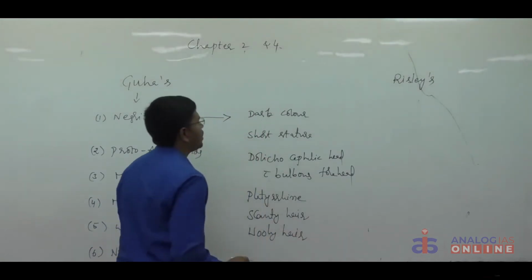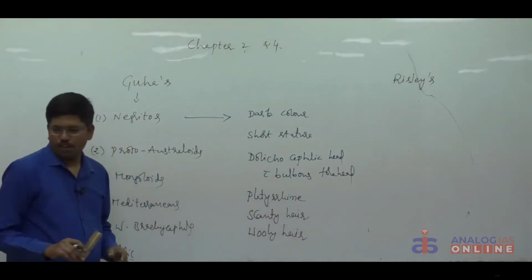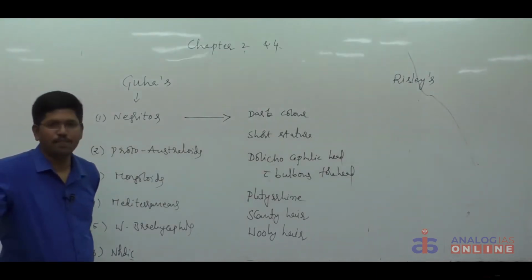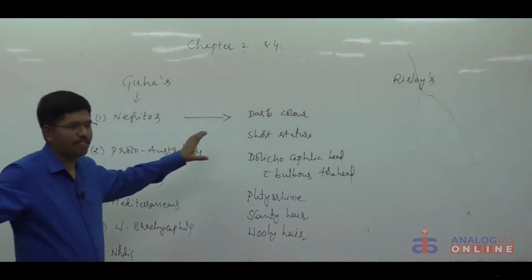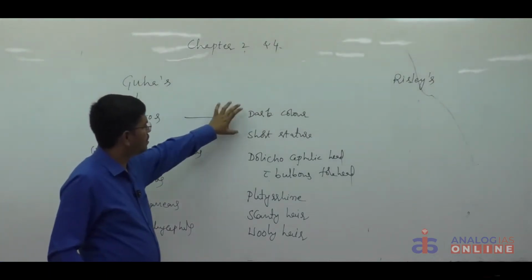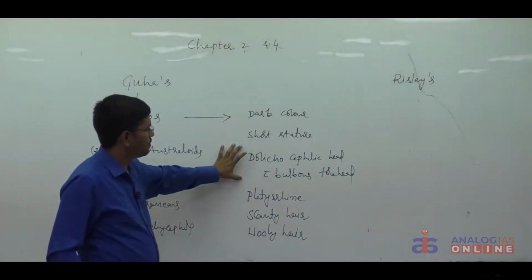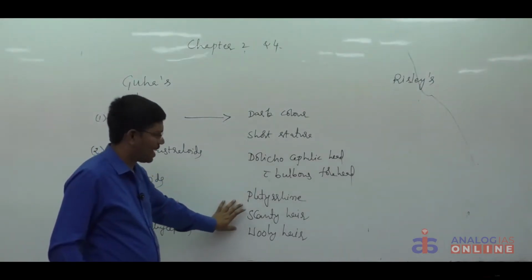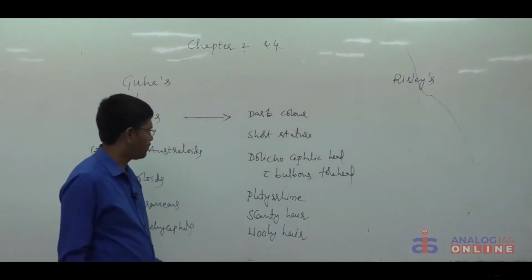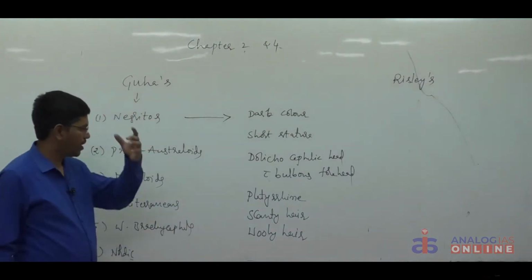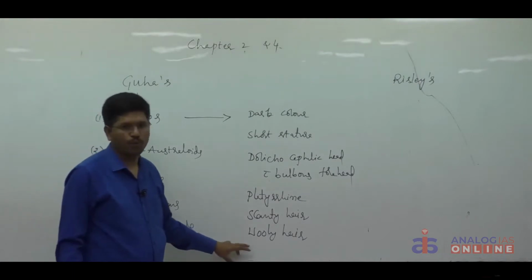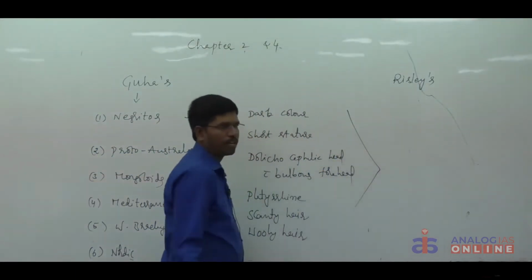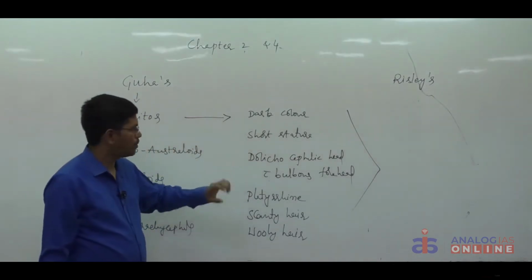These are the important characteristics. In Tamil movies, there is one comedian by name Senthil. If you remember that person, you can remember these characteristics. Dark color, short stature, dolichocephalic head with a bulbous forehead, platyrrhine nose, scanty hair, woolly hair. Scanty hair over the body and over the skull, the hair is woolly. With respect to this element, we can come across these characteristics in few groups in South India.